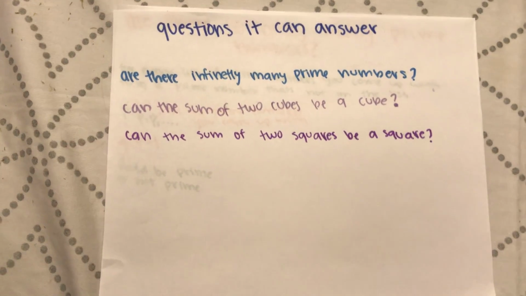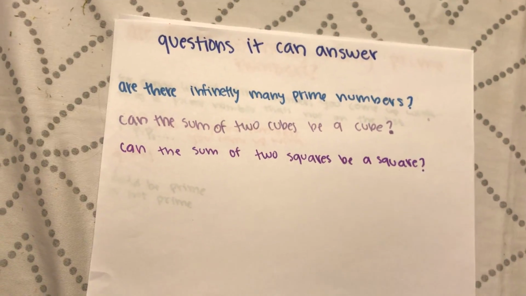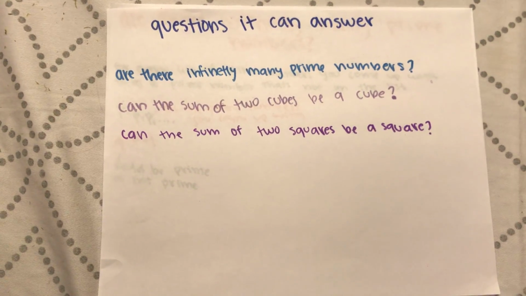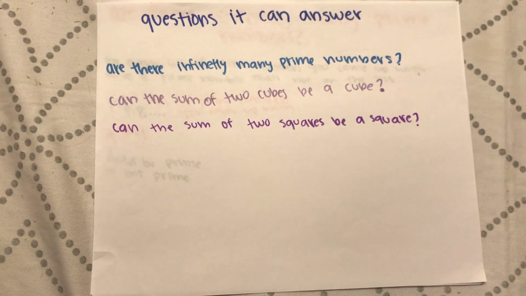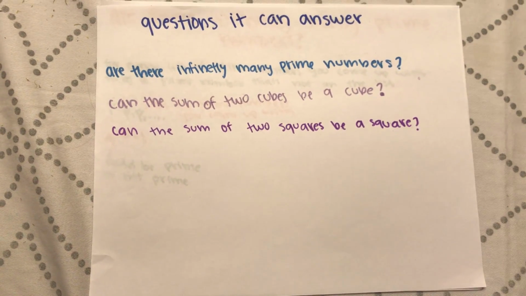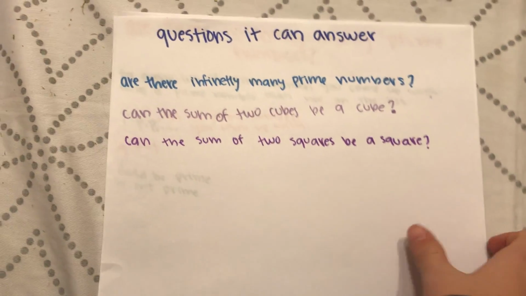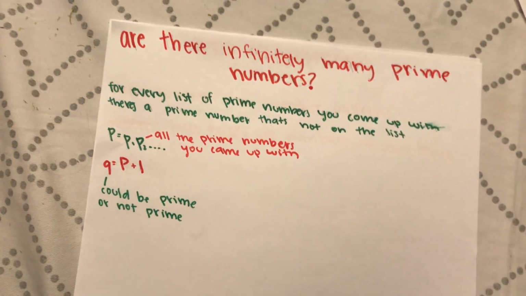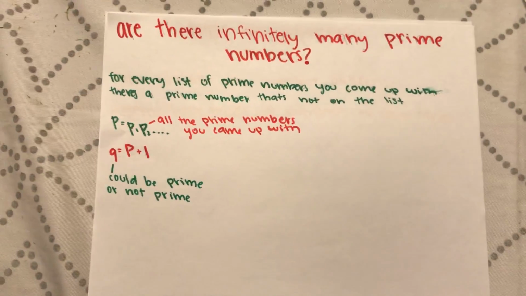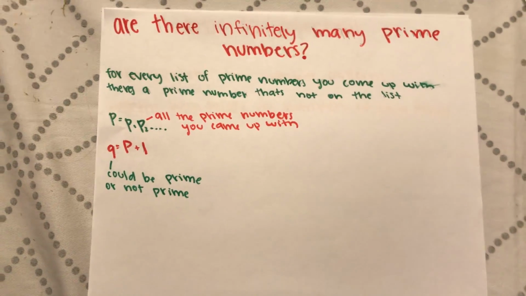Some questions that number theory can answer are: are there infinitely many prime numbers? Can the sum of 2 cubes be a cube? Can the sum of 2 squares be a square? One question, are there infinitely many prime numbers, was answered by the mathematician Euclid.